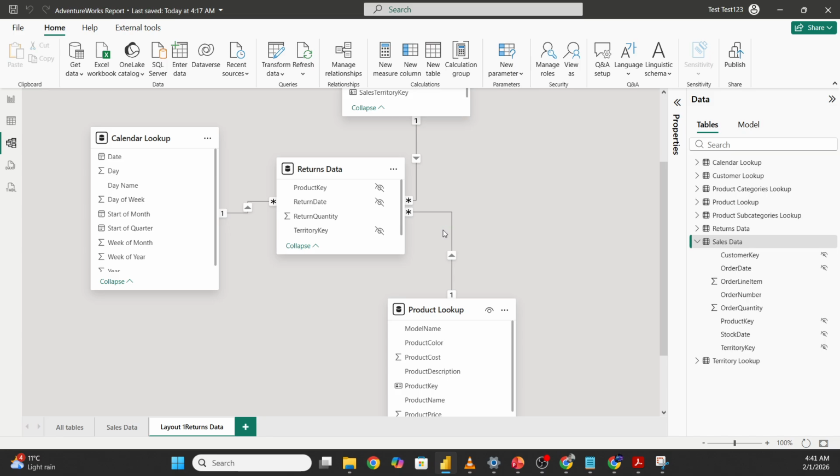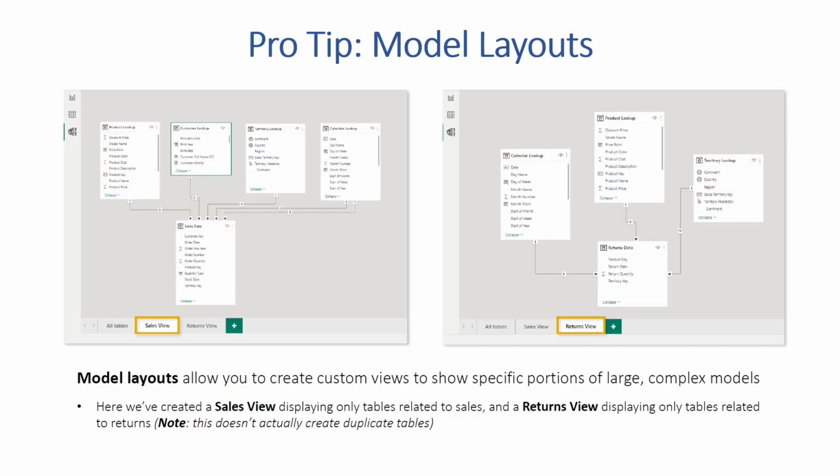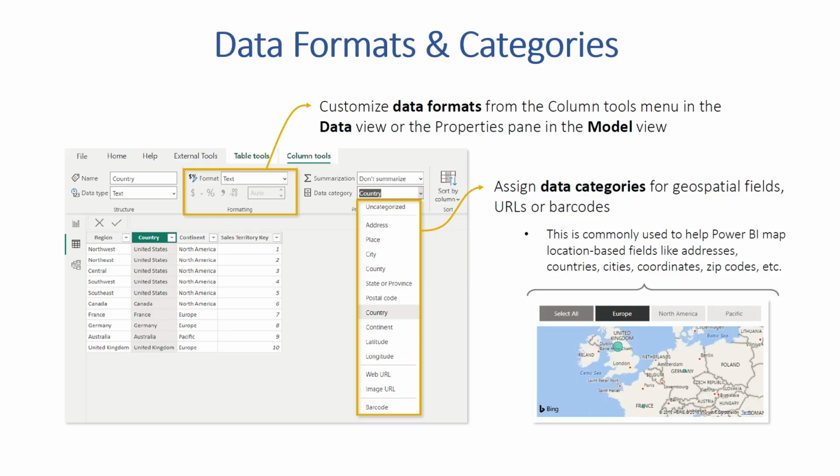Let's jump to another topic, that is date format and categories. These are two things, format and category. Both are two different things. So you can customize the date format from the column tools menu in the data view or the properties pane in the model view.